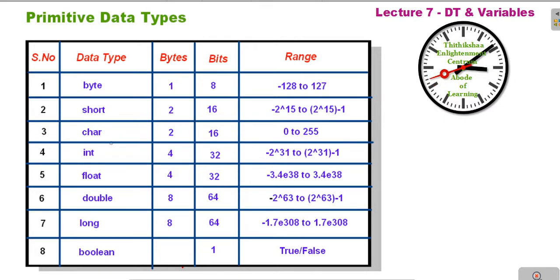Next one is character. For characters, it is given by the data type char. Character means it will take only one character, like either A or X or Z. Only a single character it will take. So the number of bytes is 2 bytes. So 2 into 8 is 16, and the range of the character is 0 to 255. Next one is int and float.